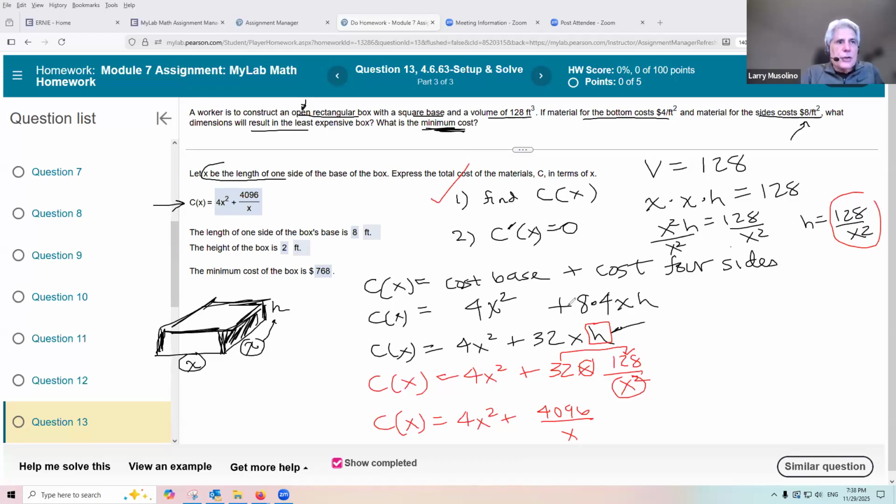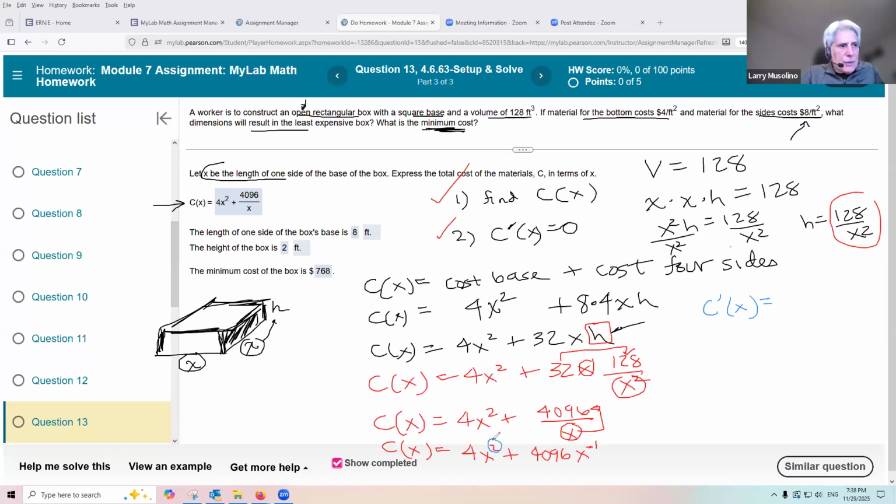Let's take the derivative. Let's go to step 2. We want to take the derivative and set it equal to 0. Before I do that, let me just rewrite this cost function as 4x squared plus 4096x to the negative 1. I just took this x and moved it up to the top of the fraction. That flips the exponent from 1 to negative 1. Now I can take the derivative. So let's do C prime, the derivative.